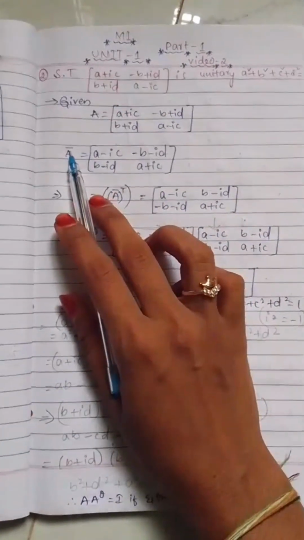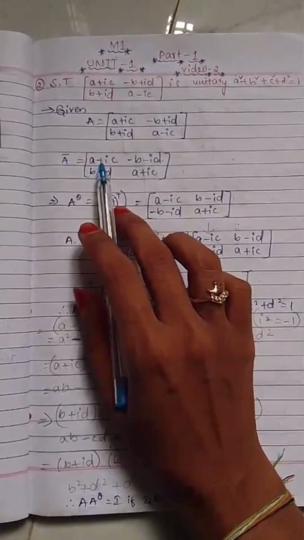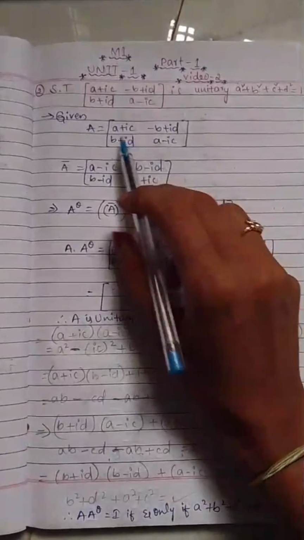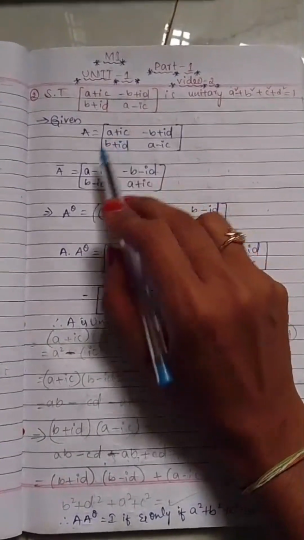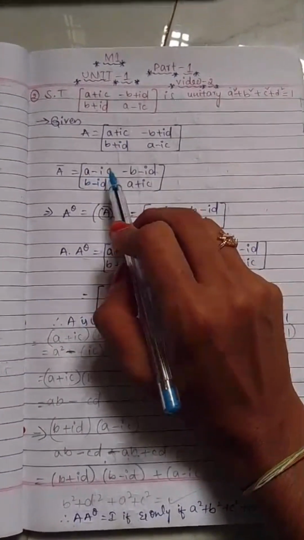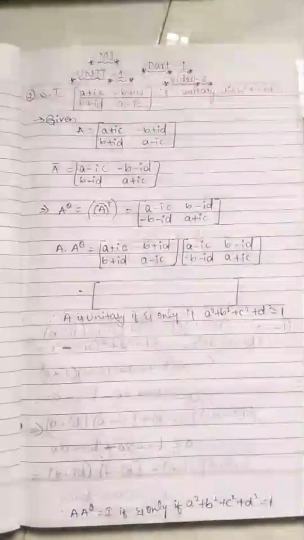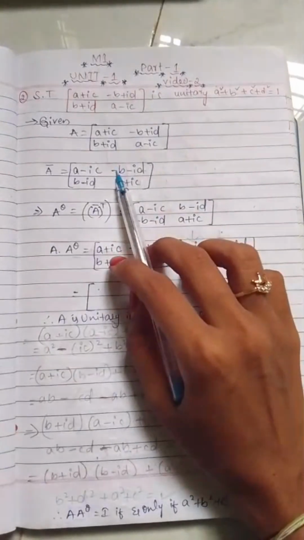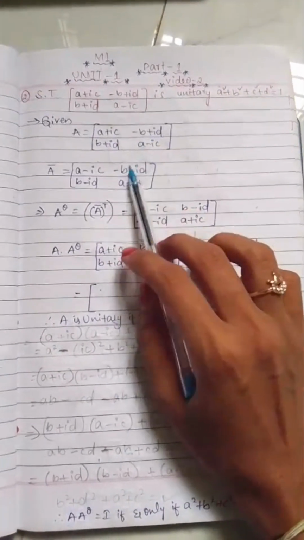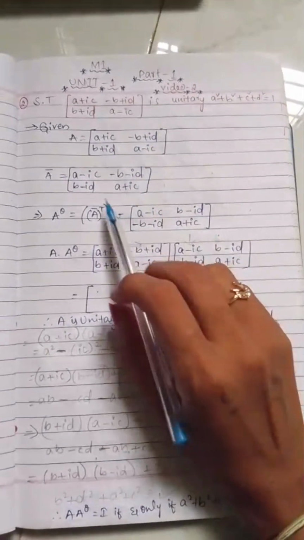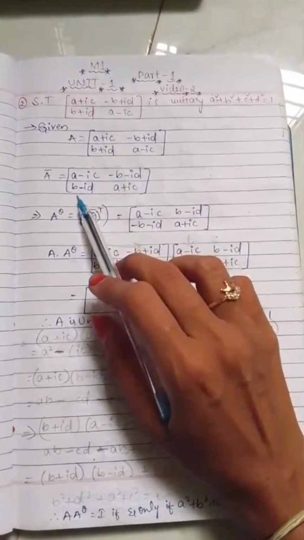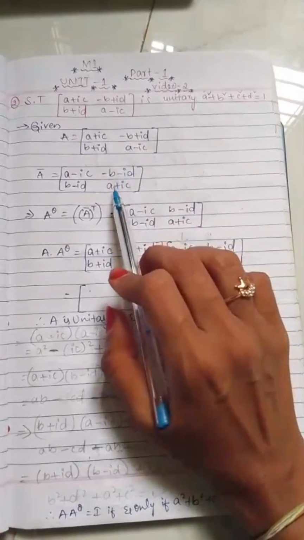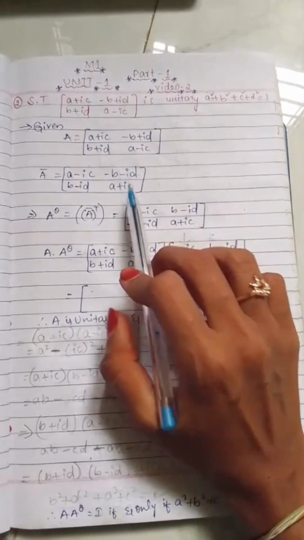A bar is equal to, how to exchange the signs here. For example, if I have a + ic, then take it a - ic. This is the A bar. And here take the minus as it is. Here we have to change to b - id. And here b + id I have, b - id. a - ic I have to take a + ic.